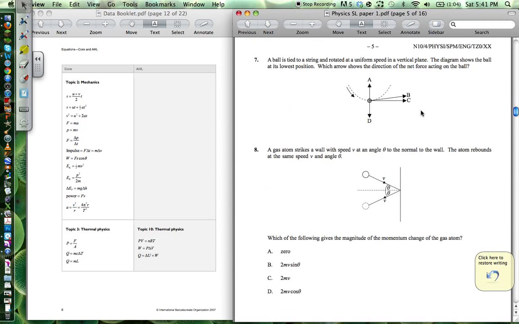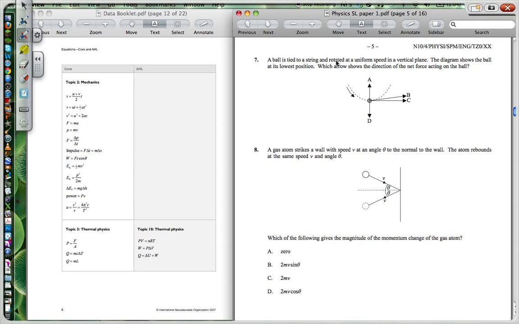Question 7. A ball is tied to a string and rotated at a uniform speed in a vertical plane. The diagram shows the ball at its lowest position. Which arrow shows the direction of the net force acting on the ball?